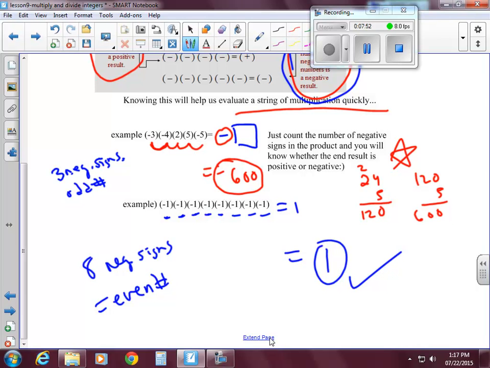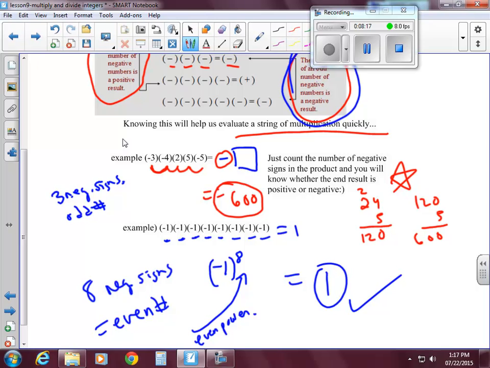Okay? So it's nice. People get so dependent on a calculator, but you don't have to type in a whole string of negative 1s. You just know that you've got an even amount of negatives, so it's going to return a positive 1. Also know that you could express this as negative 1 to the 8th power. So notice that it could be expressed like that, and you've got an even power.